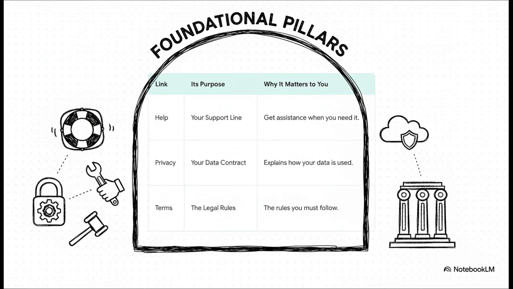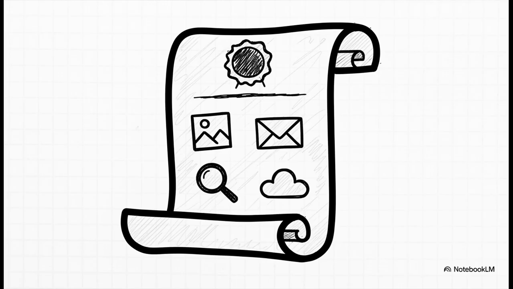Privacy, that's basically your data contract. It's them telling you what info they collect and what they do with it. And terms, those are the legal rules you gotta follow. Together, these three things are the pillars of your entire agreement. And I really want you to let that sink in for a second. These are not just links you scroll past to get to the next button. They are the actual contract that governs your photos, your emails, your search history, basically your entire digital life inside Google's world.